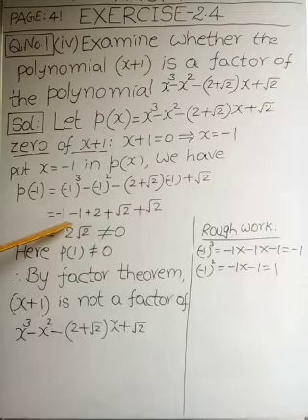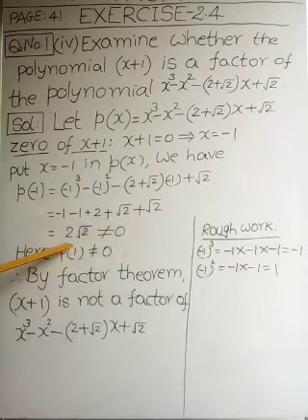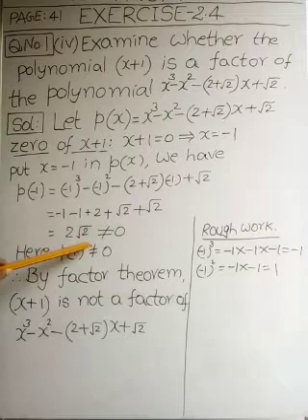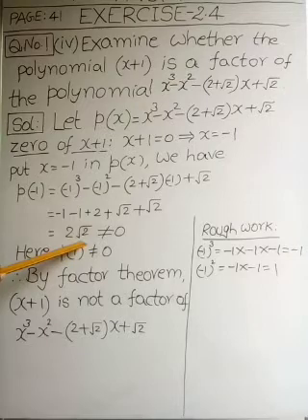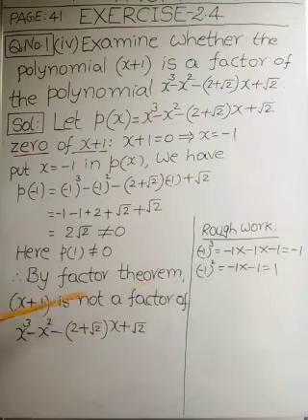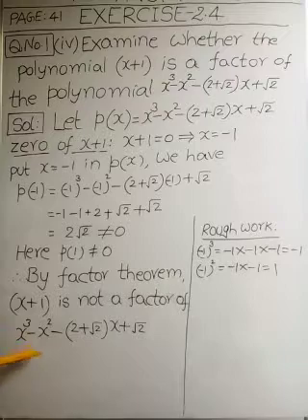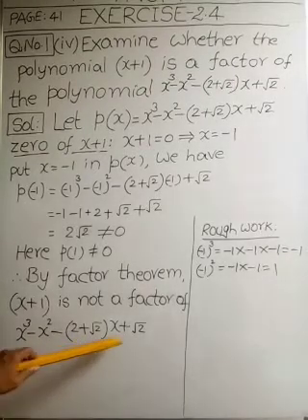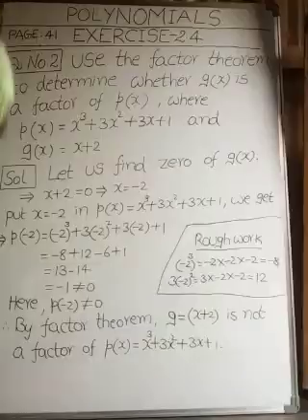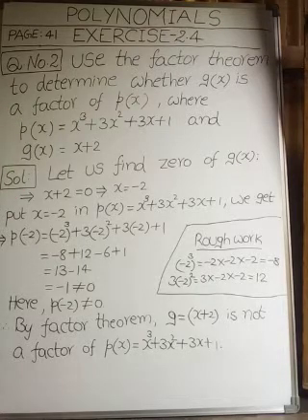Next, root 2 plus root 2, what will you get here? 2 root 2. Finally, the value of p of minus 1 is 2 root 2. Is it a zero? No, it is a non-zero value, so it is not equal to 0. It means we are not getting remainder 0. So, by the factor theorem, we can say that x plus 1 is not a factor of x cube minus x square minus (2 plus root 2) x plus root 2. Now come to the next question, second Roman.